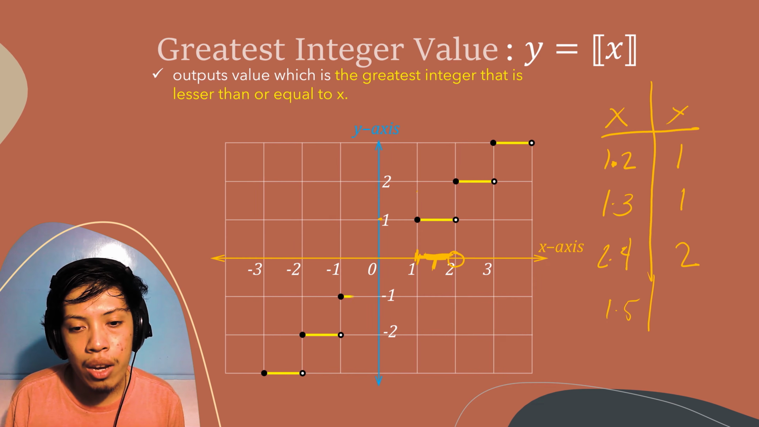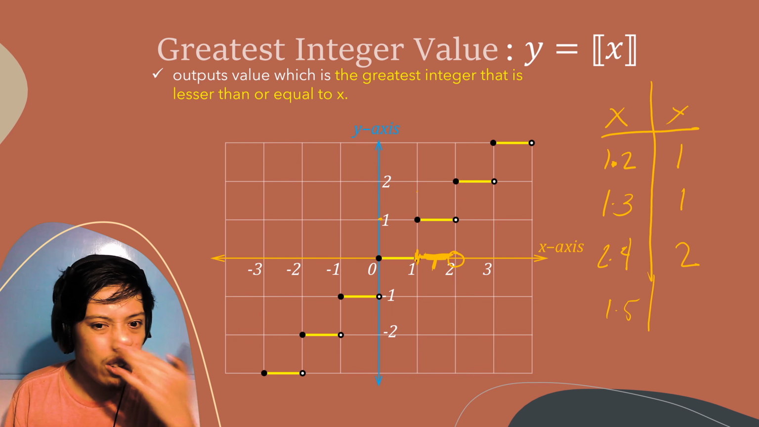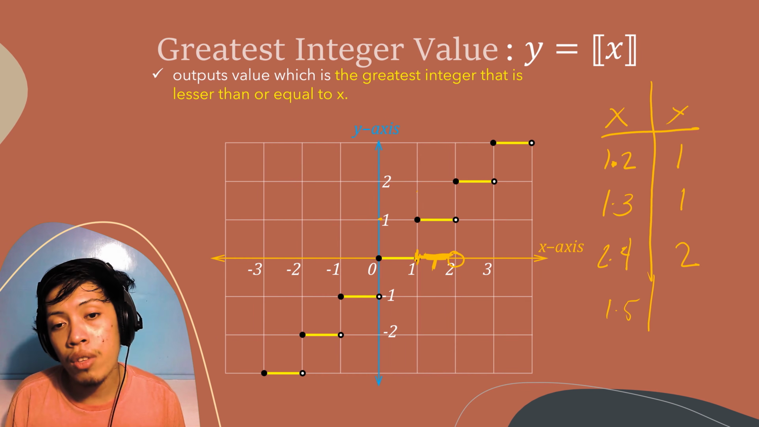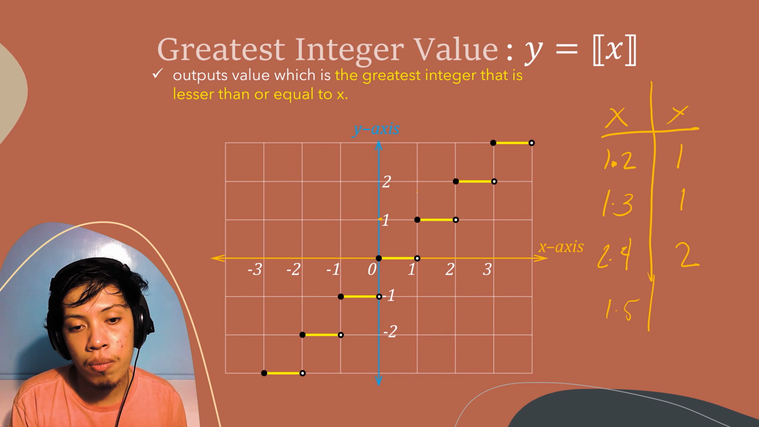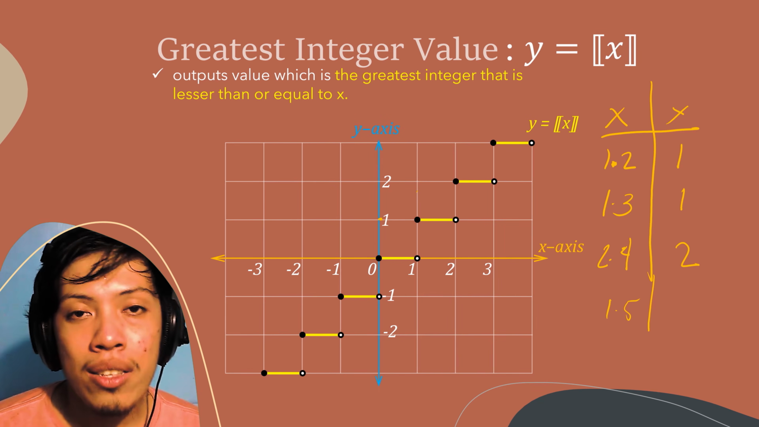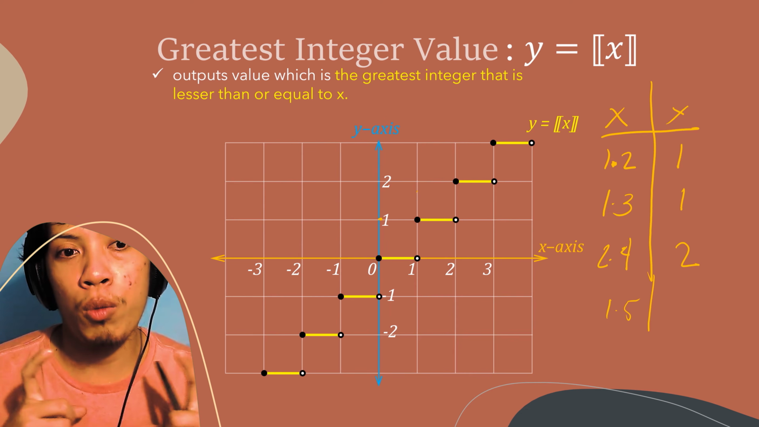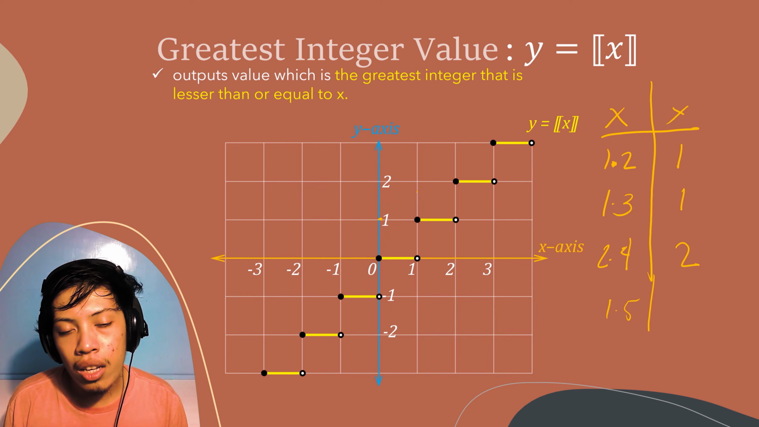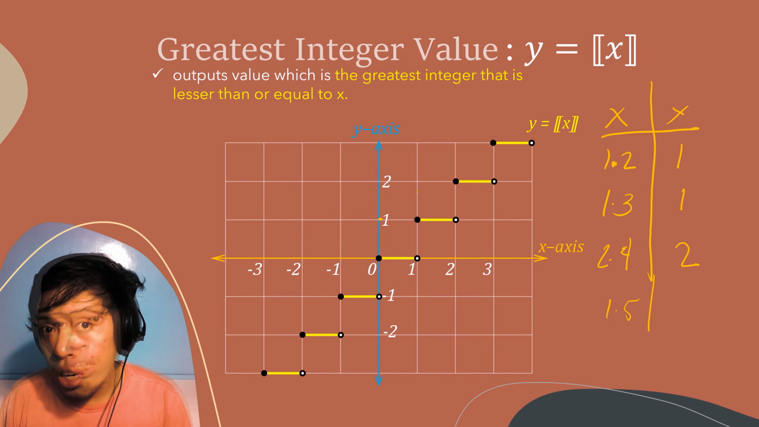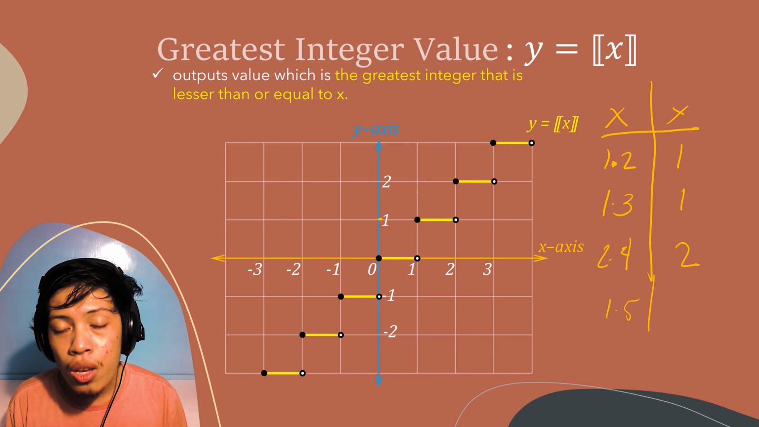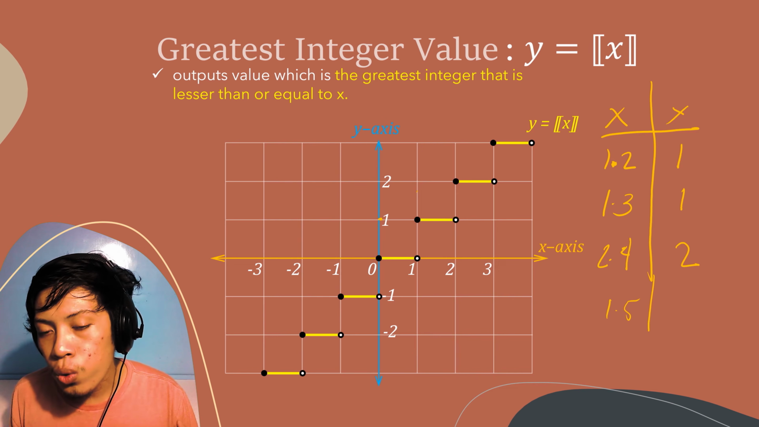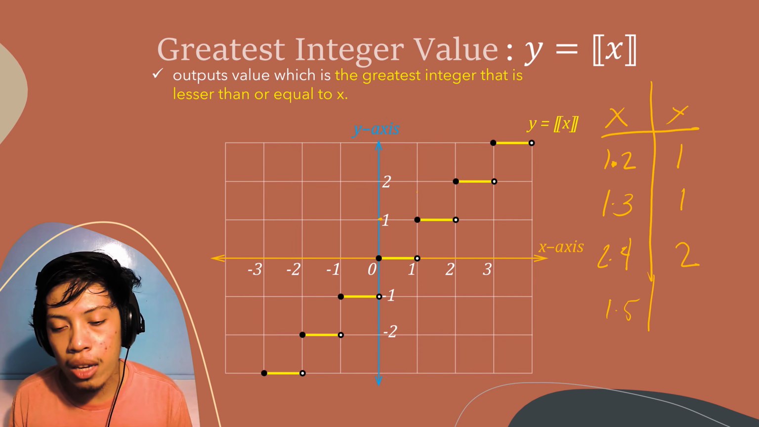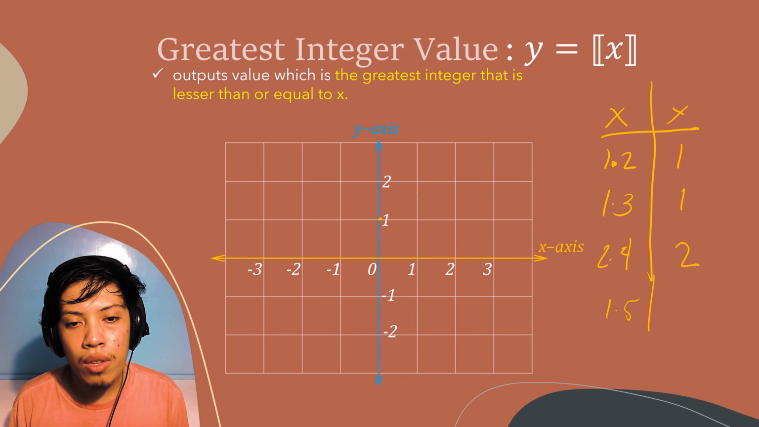Or this one right here. That's how the graph of this function behaves. Okay, let me just erase this one. Now, this is the graph of the function y is equal to double bracket x. We call this function the greatest integer function. The greatest integer function outputs the greatest integer that is lesser than or equal to x. Suppose we have this one.